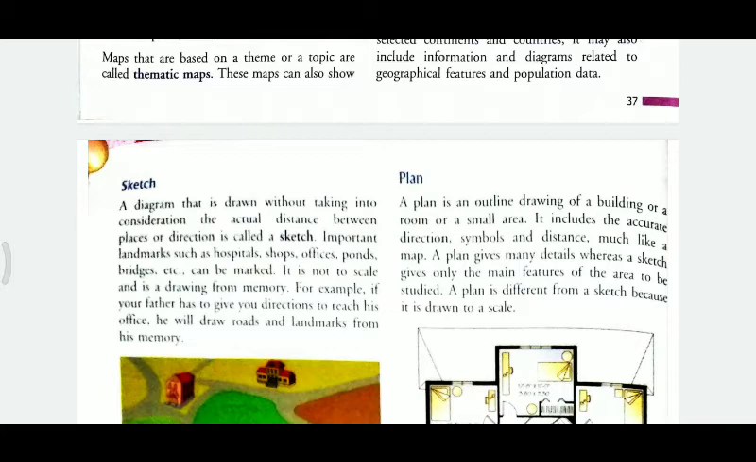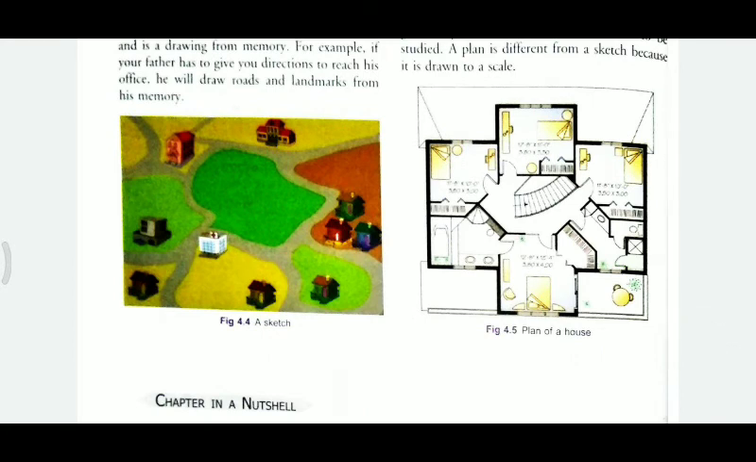So dear student, here is figure 4.4 showing a sketch, and figure 4.5 a plan of a house. So dear student, before building any house or any room, we take the help of an architect who makes the plan of that house, and the buildings or houses are built according to the plan.